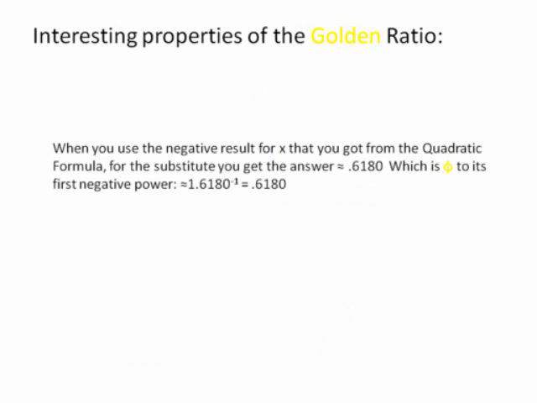Now, the golden ratio, being such a unique number, has several interesting properties. One of which goes back to our quadratic formula. Remember when we solved it and we had that negative answer that we threw out? Well, now if we substitute that into the same 1 over x equation, we wind up with 0.6180, which is in fact the golden ratio to its negative first power.